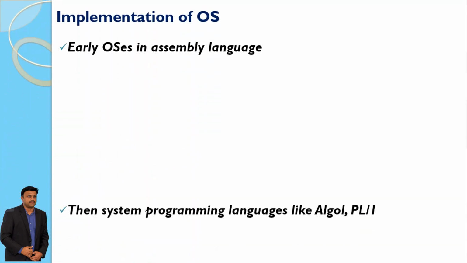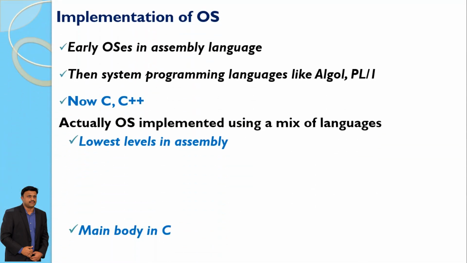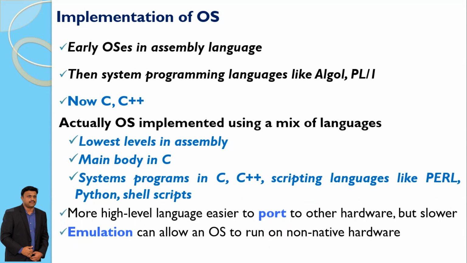Operating systems have evolved from assembly language to high-level languages like C and C++. Modern OS implementations use a mix of languages, balancing low-level efficiency with high-level portability and functionality.